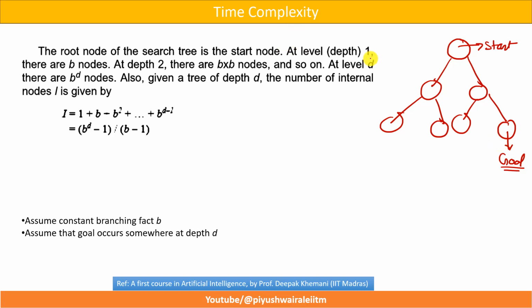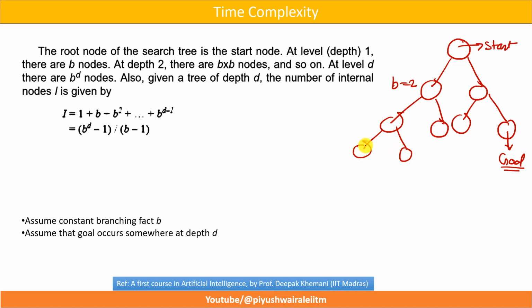So at level 1, depth 1, there are b nodes, right? So b is basically the branching factor. It tells us the number of children that a particular node has. In this case, the root node has two children, so the branching factor is 2. Now here also this node will have two children, this node will have two children, and here also it will have two children. So every node will have two children, right?